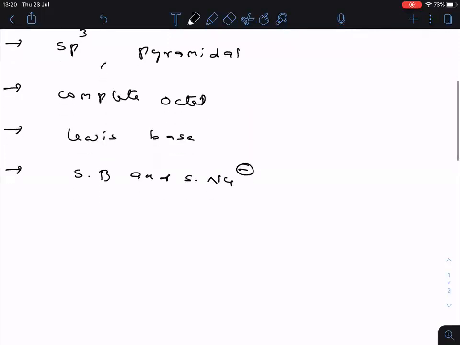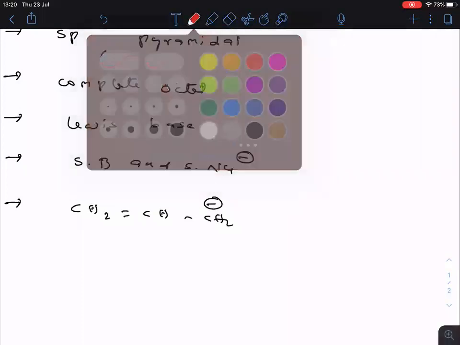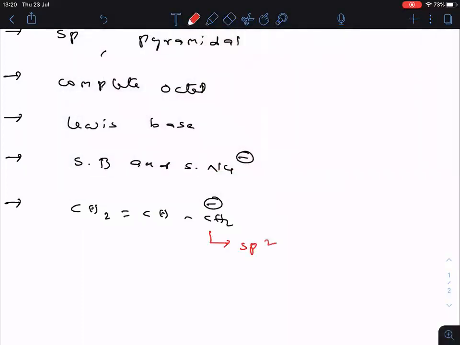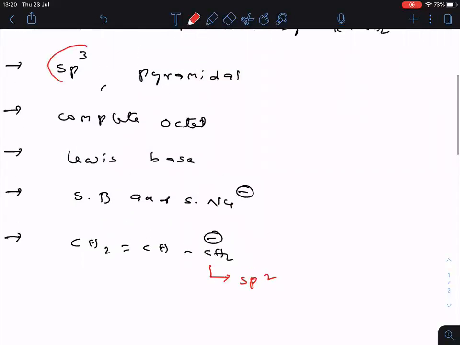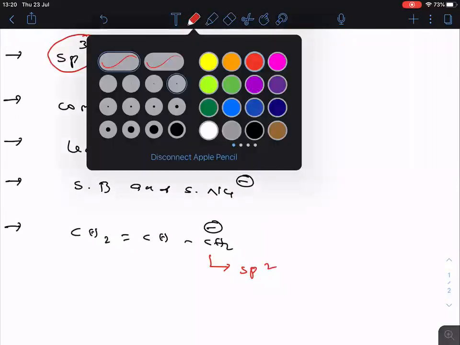Now one more important point here. If the carbanion is in resonance, for example, let me take this one: CH2=CH-CH2 minus. Clear? Now you see in this one, pi, sigma, negative charge conjugation is there. So if the negative charge is in resonance, then the hybridization of that carbon is sp2. Here I told you it is sp3. You can ask me when it is sp3. If the negative charge is not in conjugation, then in that case it will be sp3.